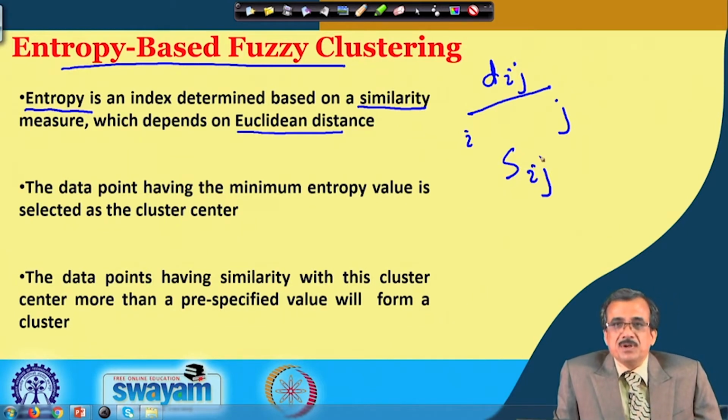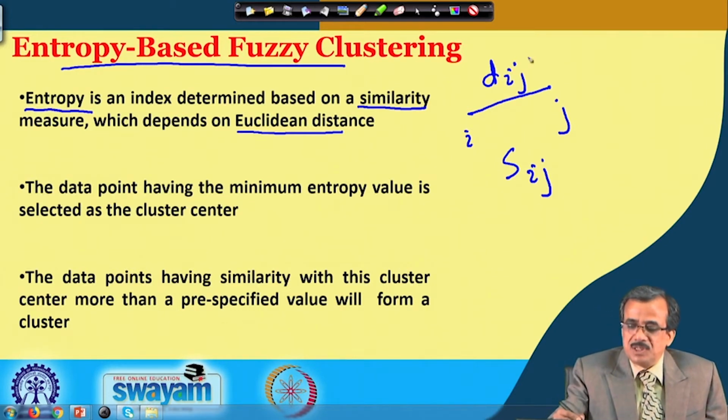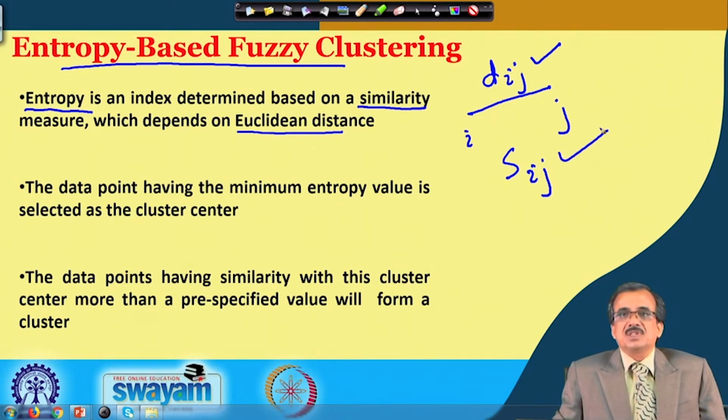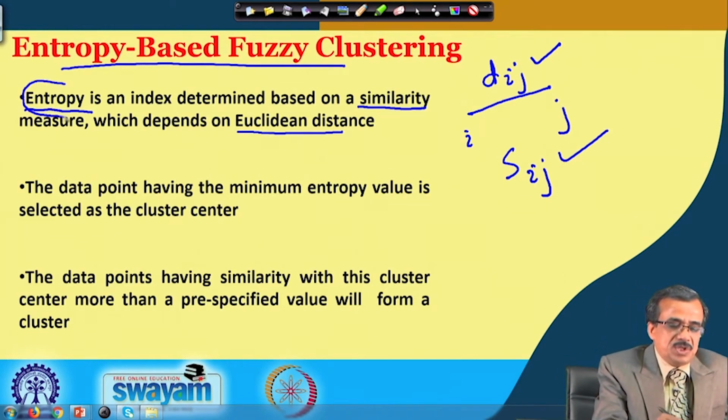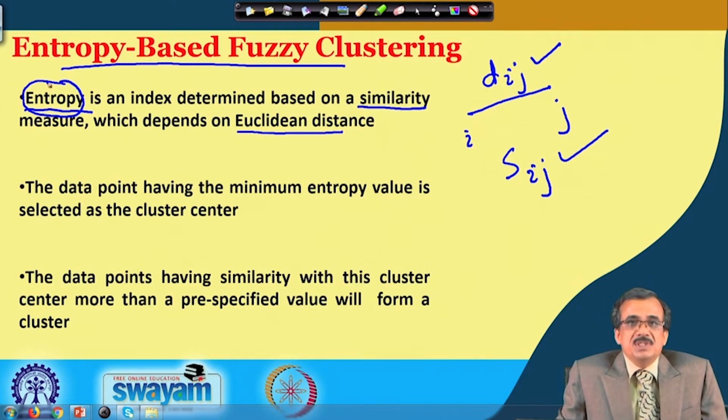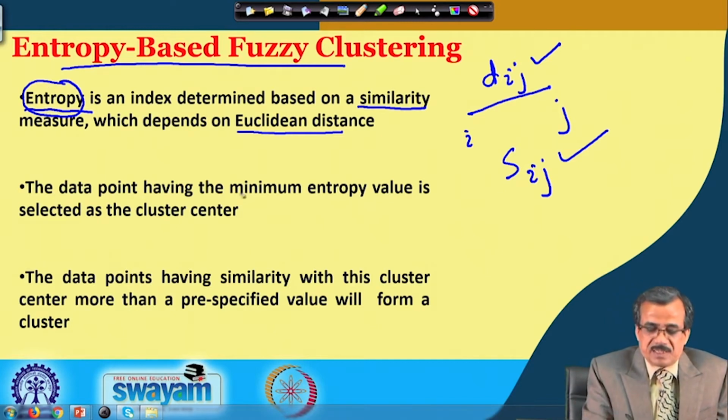Now, if the distance between the 2 points is more, the similarity will be less, and vice versa. And as I told, once you have this Euclidean distance, we are in a position to calculate the similarity, and if I know the similarity information, we can find out this entropy. I have already mentioned that this entropy is an index which helps us to decide which one should be the cluster center. The point which is having the minimum entropy value is selected as the cluster center.